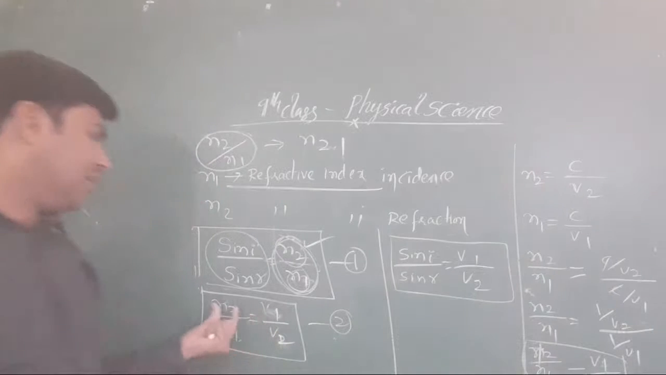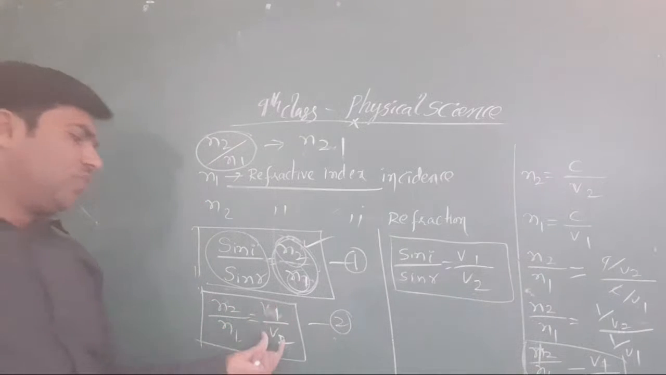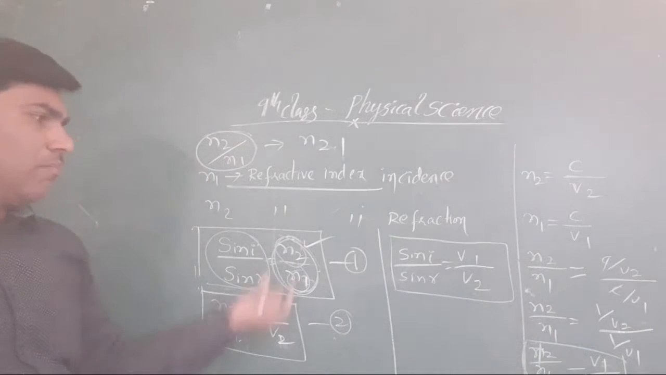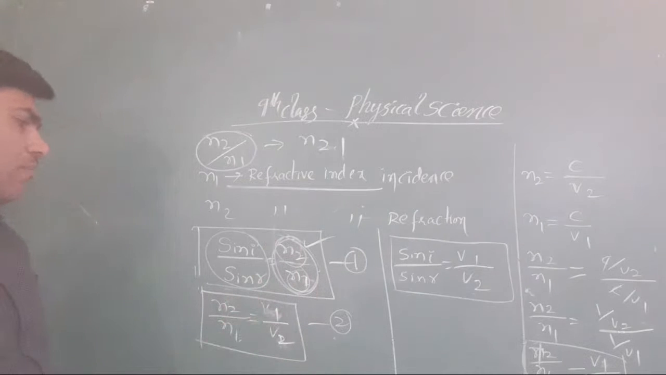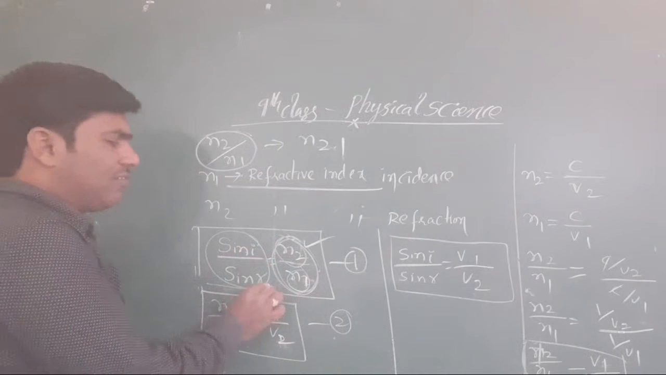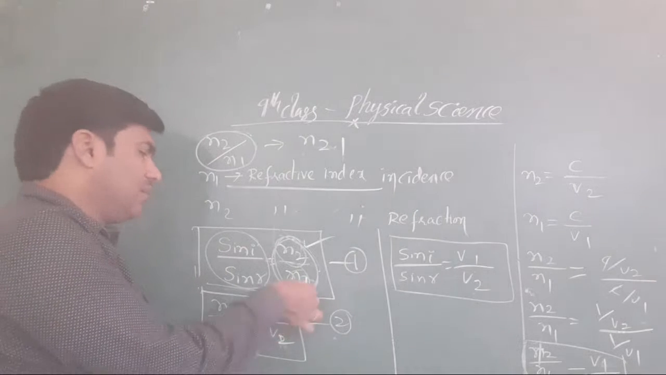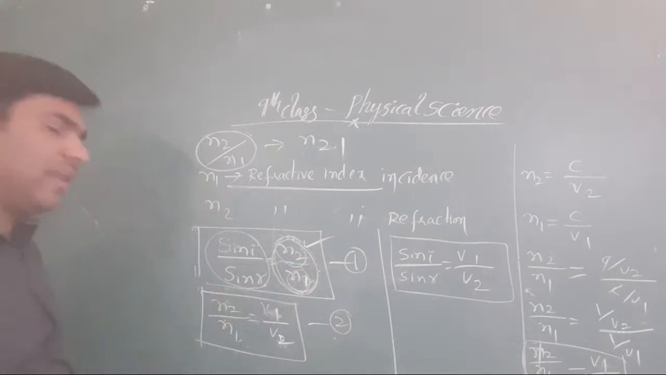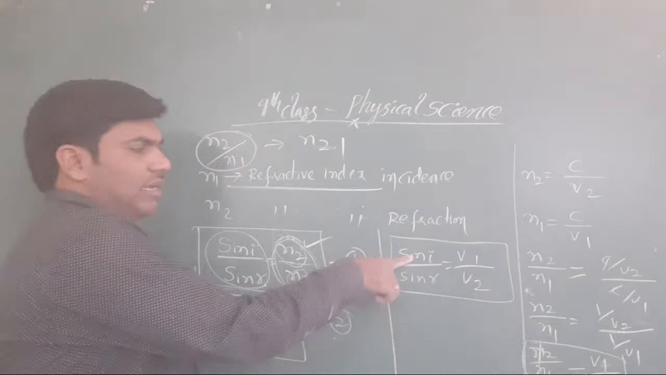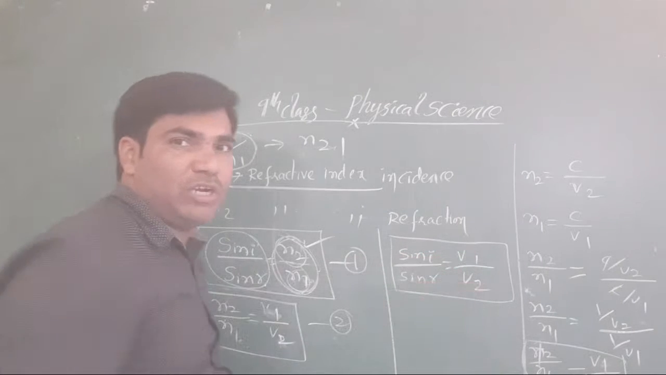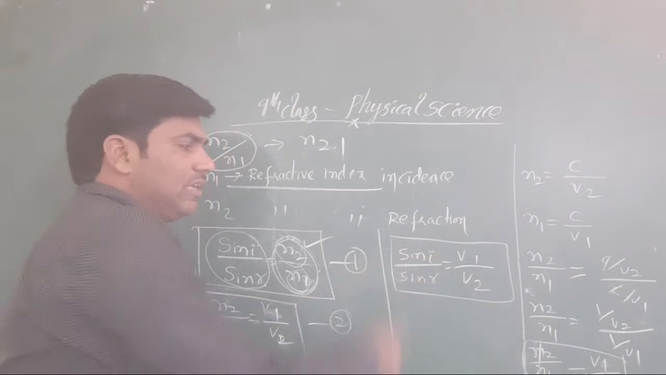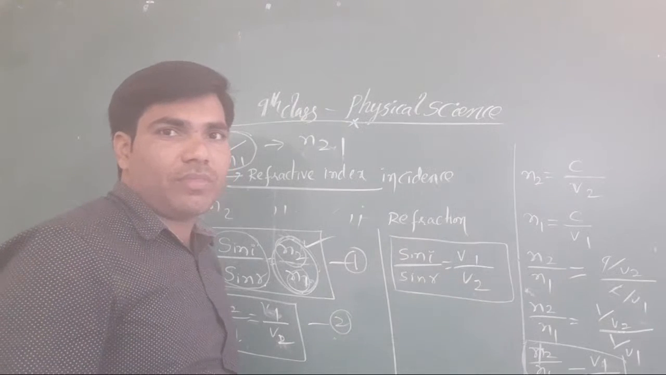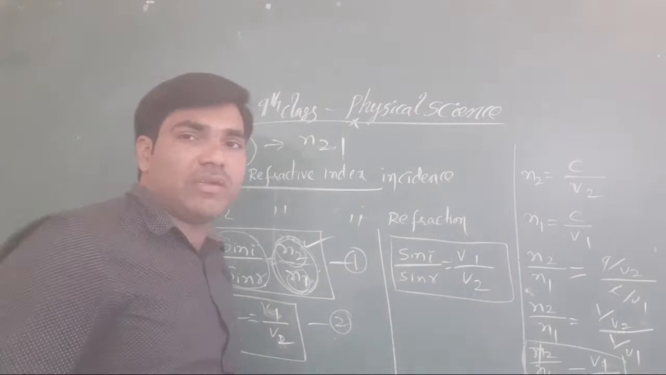Now we have N2 by N1 is equal to V1 by V2, and we combine these two equations. Why? Because sin I by sin R is equal to N2 by N1, and this RHS is equal to this LHS. That's why it is also written as sin I by sin R is equal to V1 by V2 also. What does it indicate actually?